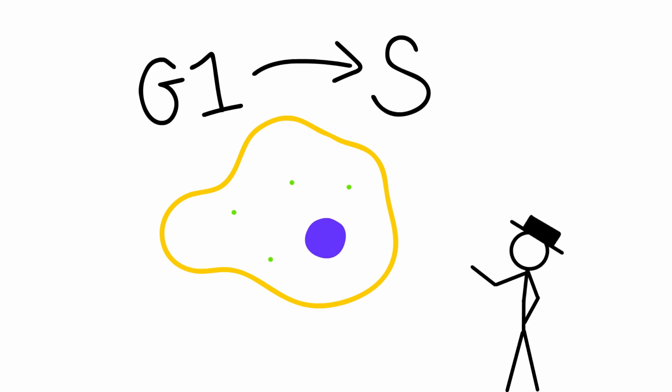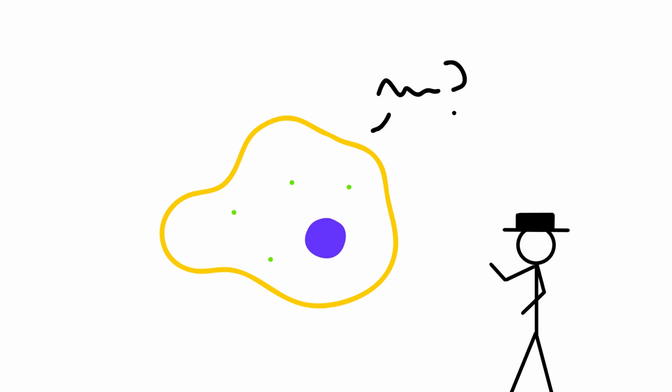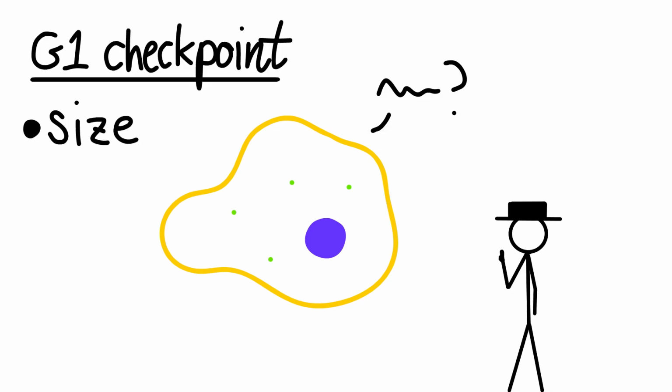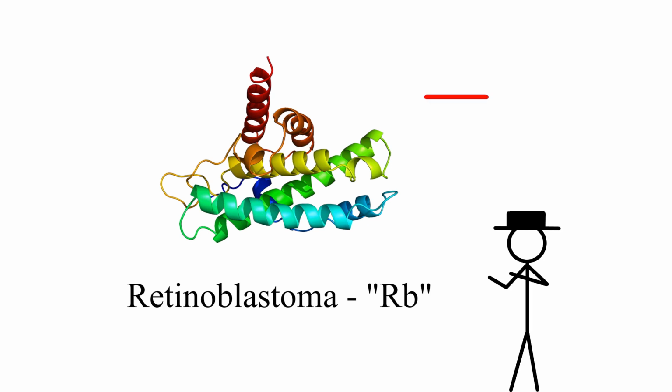Now that Abigail is bigger, she faces a challenge. She now needs to proceed to the next phase, synthesis. However, there are a few problems. She first asks a few questions. Is she large enough to divide? The protein retinoblastoma, or RB, helps solve this problem. RB is a negative regulator that will inhibit progress if conditions are not met.